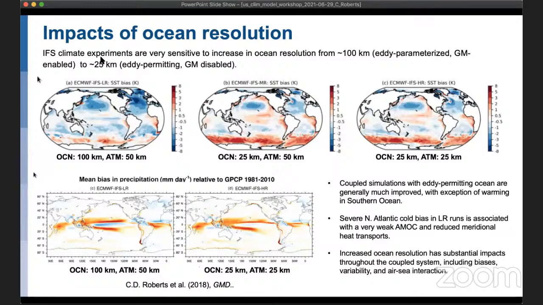In general, the eddy permitting simulations are much improved. In particular, there's a reduction in this severe North Atlantic cold bias, which in the low resolution model is associated with a very weak Atlantic overturning circulation and much weaker meridional heat transports and associated sea ice coupled feedbacks. Another example, shown here at the bottom, is the improvements to equatorial Pacific precipitation biases with the higher resolution model. The notable exception is an increased warm bias in the Southern Ocean, which is degraded significantly in the eddy permitting ocean configurations.